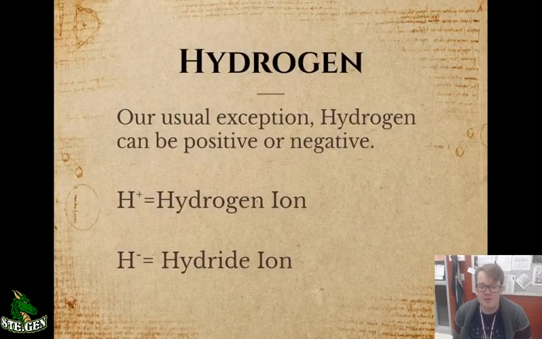Okay, hydrogen, as usual, is our exception. Hydrogen can be positive or hydrogen can be negative. Hydrogen that's positive is a hydrogen ion, and it can only be +1 because it's only got 1 electron to lose. And then hydride ion must be negative because it's trying to gain 1 electron. Hydrogen ions are way more common than hydride ions. They're just a lot more likely to show up in real life.